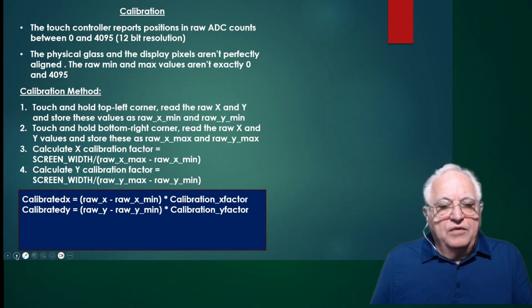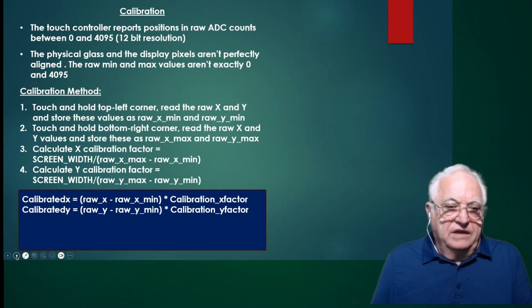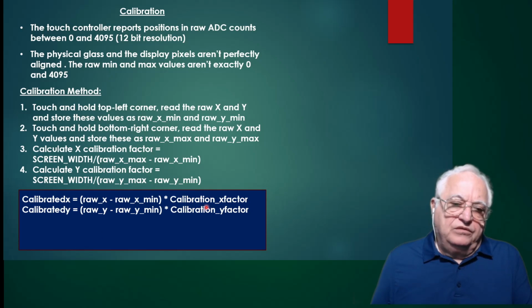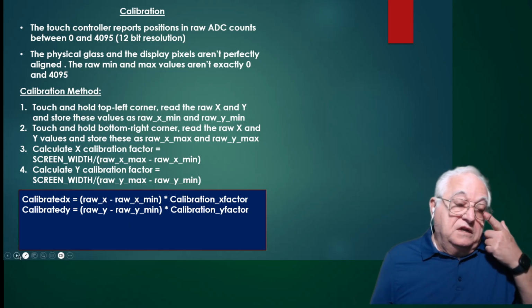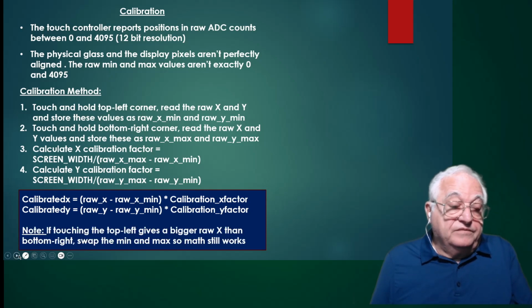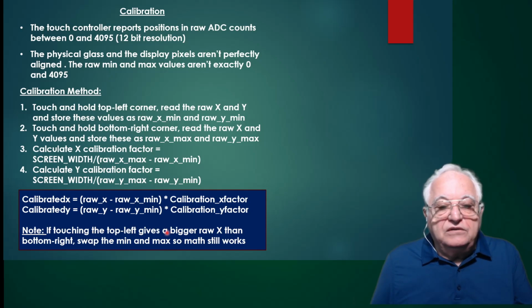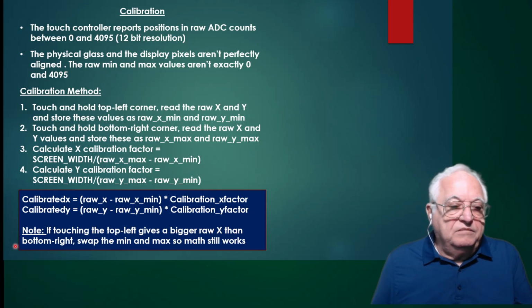Now, I'm going to do the same for the Y. And I'll let you think about this. So instead of trying to explain it and get all confused, I'll let you figure this one out, and you'll see that it makes a lot of sense. Now, note, if touching the top left gives you the bigger row X than bottom right, swap the min and the max, so math still works.